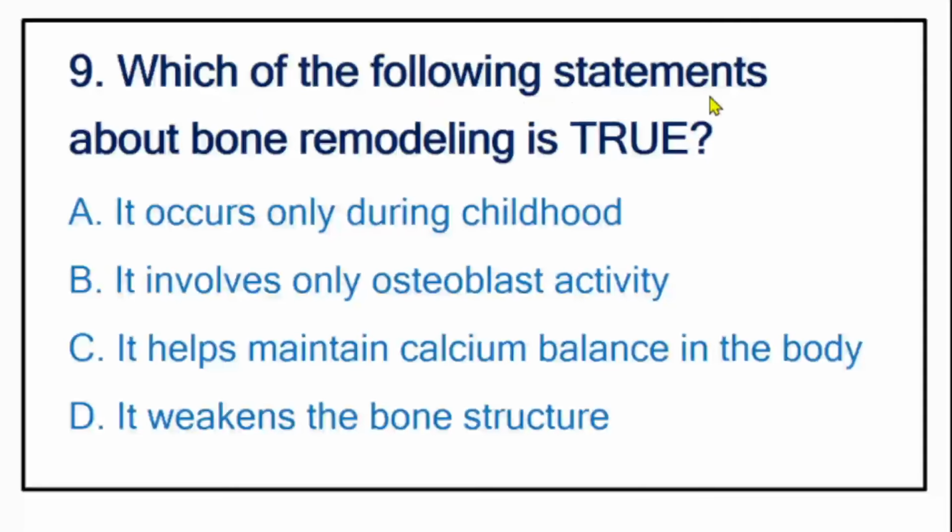Which of the following statements about bone remodeling is true? It occurs only during childhood. It involves only osteoblast activity. It helps maintain calcium balance in the body. It weakens the bone structure. The correct answer: it helps maintain calcium balance in the body.